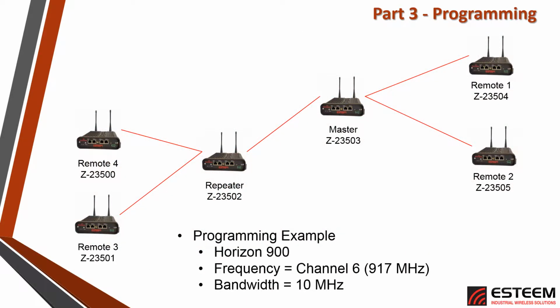Once the correct radio model has been determined, there is some additional information that we will need to complete the programming within the ESTeem Network Suite. Those are going to be the frequency of operation and the bandwidth required. These may be unknown and may be gathered during a site analysis, or they can be used at default and changed as required as the application dictates.